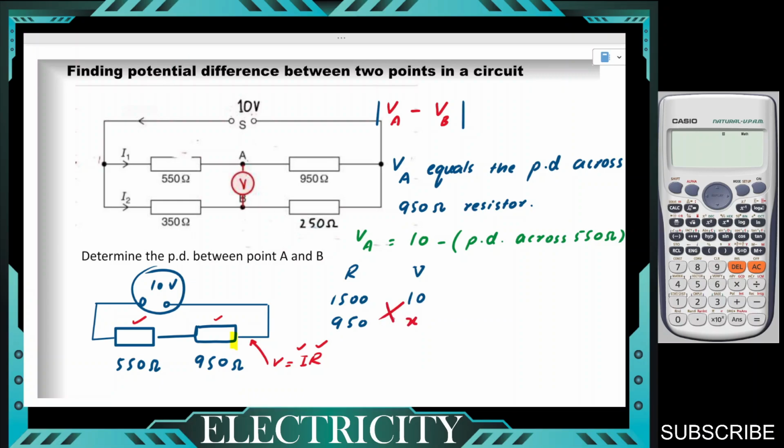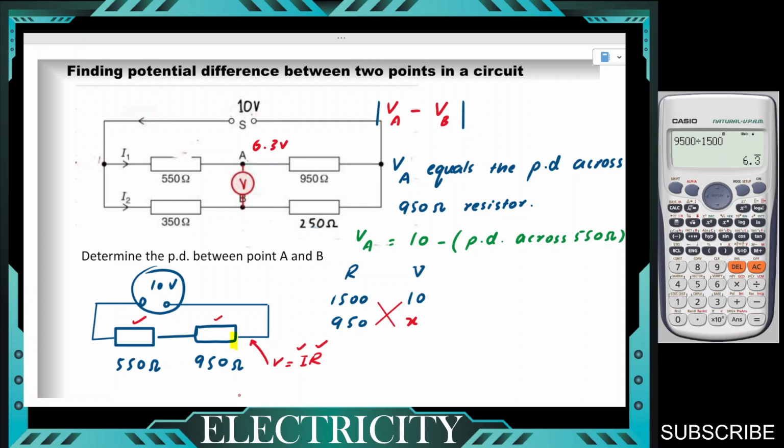And then you cross multiply. Simply multiply these two. And what do you do afterwards? You get the answer. And in this case, X equals 9500, because you multiply by 10, you get 9500 divided by 1500. And you get 6.3. That's what you get. So the potential at A is 6.3 volts. That's the potential at A.